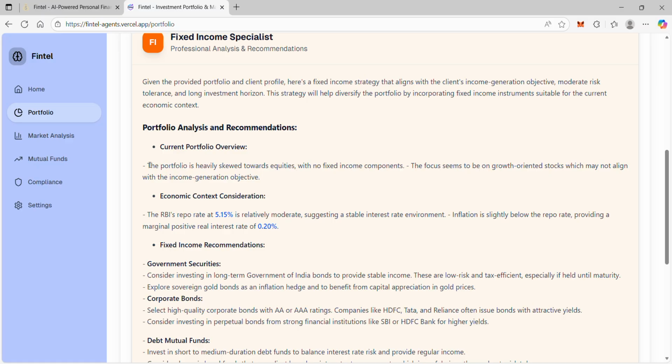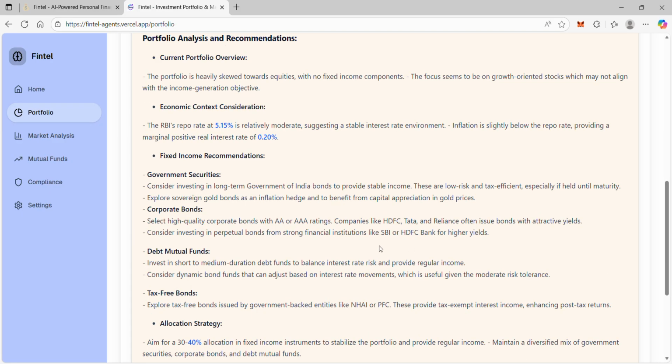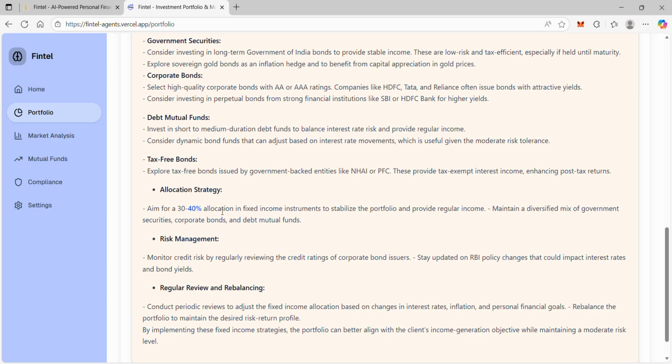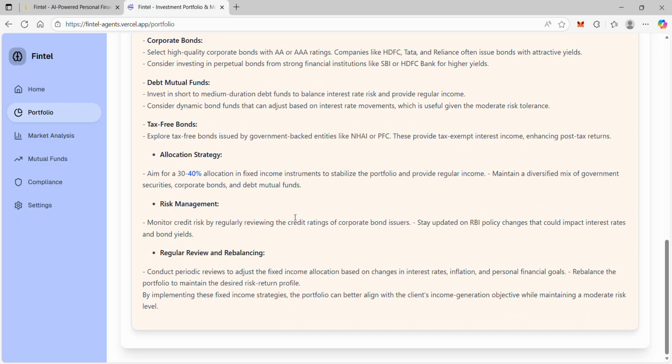Now it says the portfolio is heavily skewed towards equities with no fixed income components. So it is basically saying that you should buy more bonds. So here it is said, if you want fixed income, you can think of investing more in bonds.